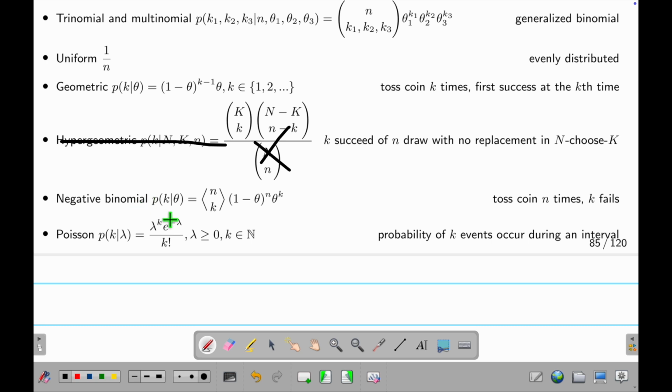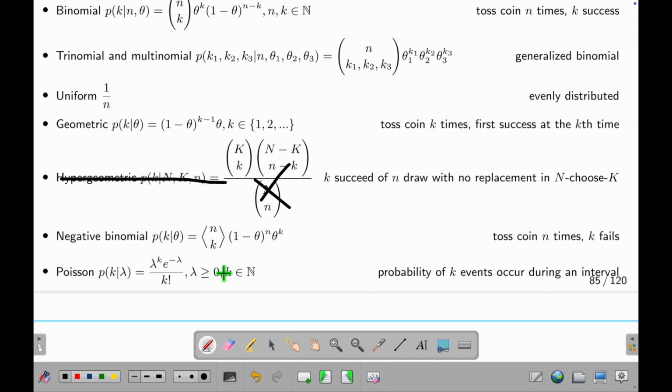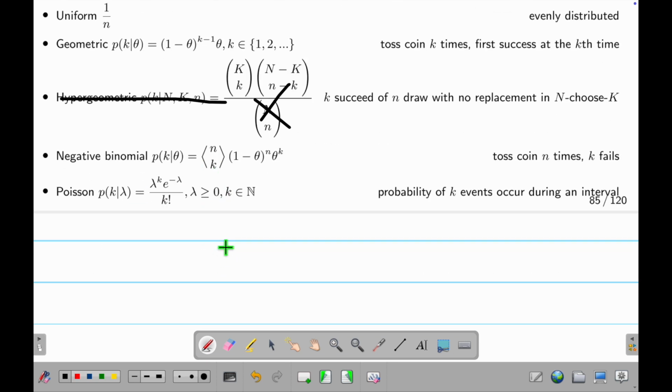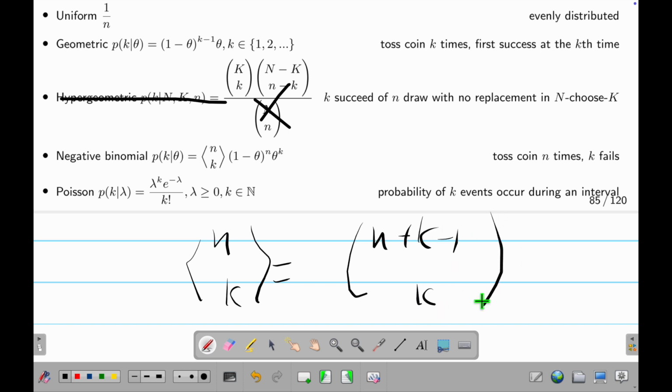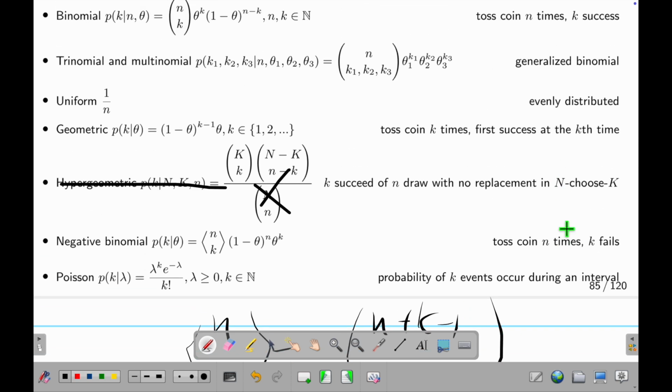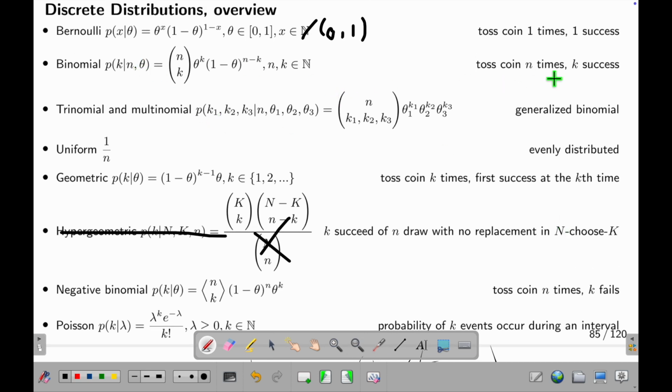Ignore this crazy one. What about this? Remember this bracket? This is n choose k with repetition. Okay, remind you. So what is this thing? This is n plus k minus 1 choose k. This is different from binomial. Binomial is n times, k success. This is n times but k fail. Slightly different. And why do they call it negative? You can think of success as positive, so fail is negative. That's why people call it negative.